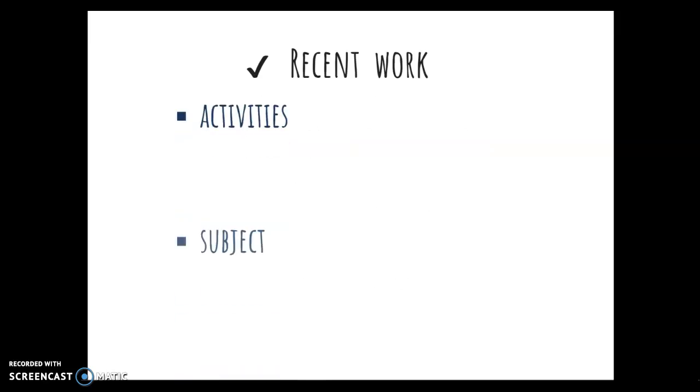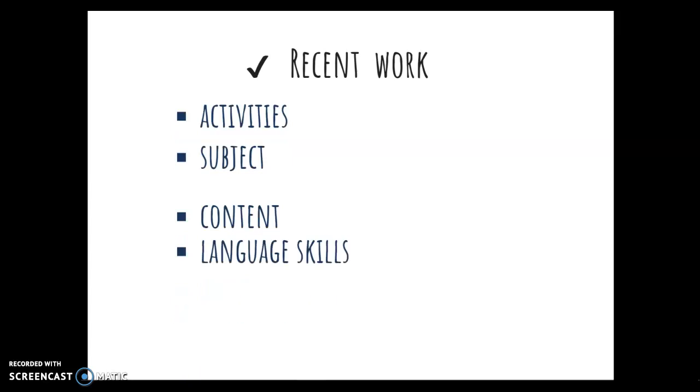When speaking about recent work, we should consider several elements, like, for example, activities we have done with students before, topics we have dealt with students before, content in general we have studied before, language skills we have developed in our students, and language type we've been using. So recent work will be helpful to connect something my students know, because we've been working with, to the new topics we're going to study in this lesson plan.